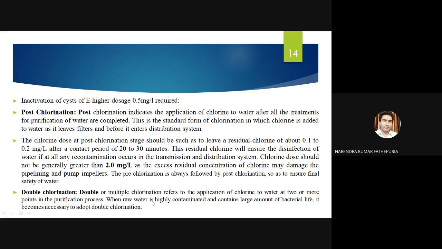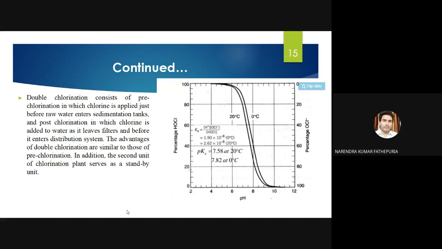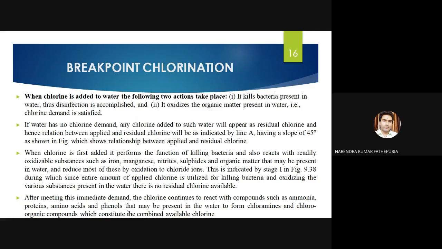So next is the double chlorination method, or multiple point chlorination. It refers to the application of chlorine to water at two or more points in the purification process. When raw water is highly contaminated and contains a large amount of bacterial life, it becomes necessary to adopt double chlorination. Okay, we don't have that much time, that's why we are going a little bit fast.